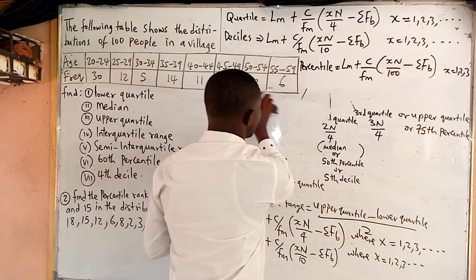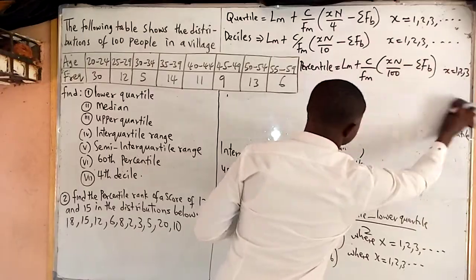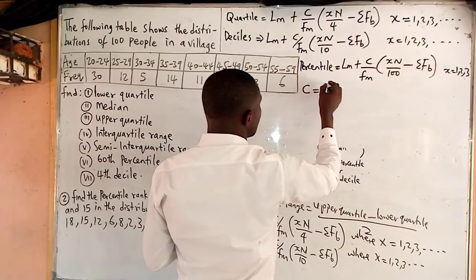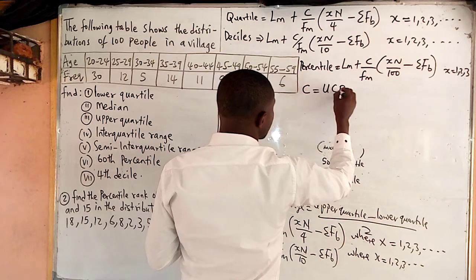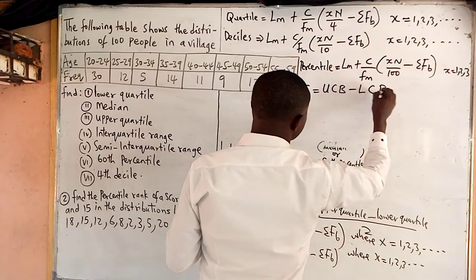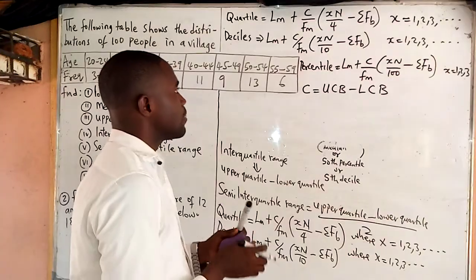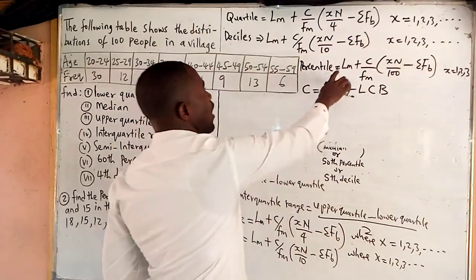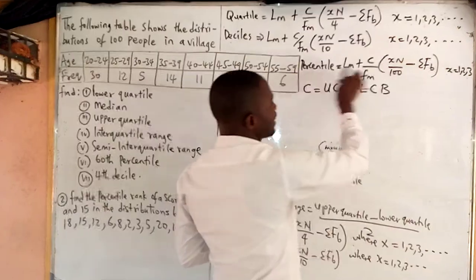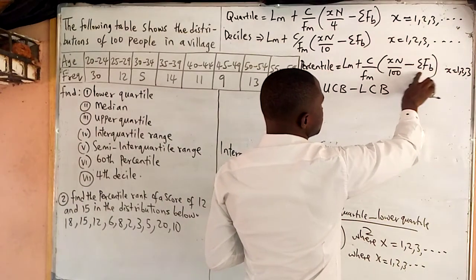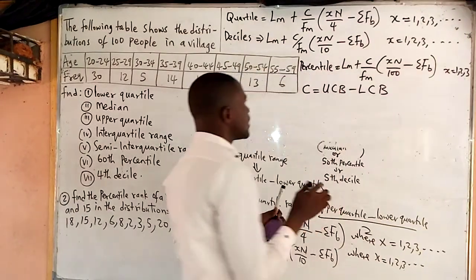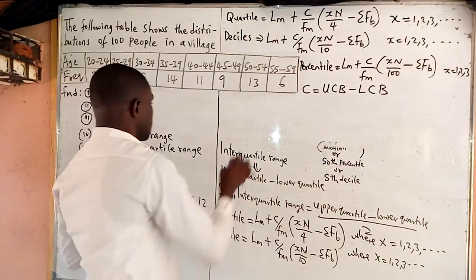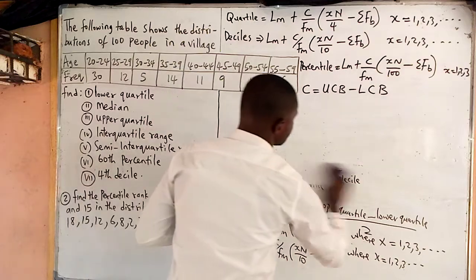We say that class width is the difference between the upper class boundary and the lower class boundary. C equals upper class boundary minus lower class boundary. Okay? Where LM is the lower class boundary of the percentile class, then the summation of the frequency before the percentile class. Now, I want to go into the question and see how we will compute all this.